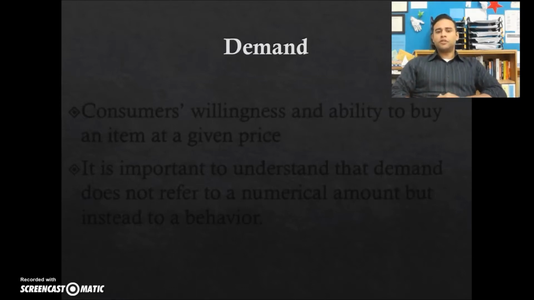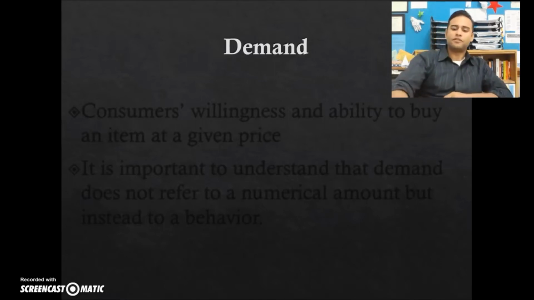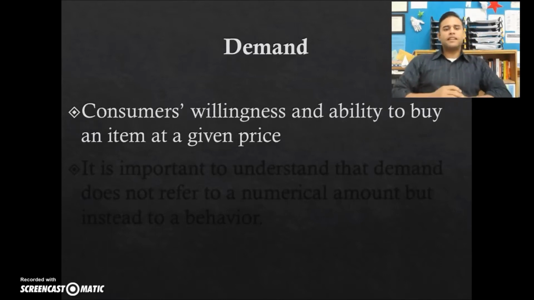Okay, so we'll start with demand to learn a general set of rules, and then we're going to move on to supply, where a lot of those rules still apply, and what we're going to end up doing is hopefully understanding supply easier because we start with demand. So demand is a consumer's willingness and ability to buy an item at a given price.